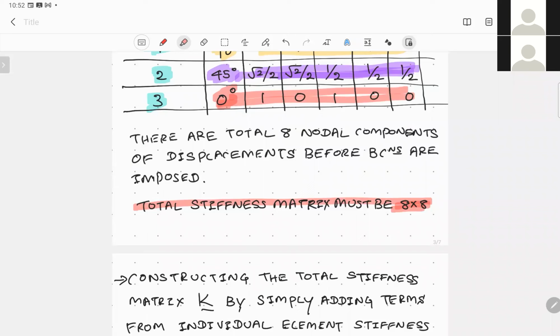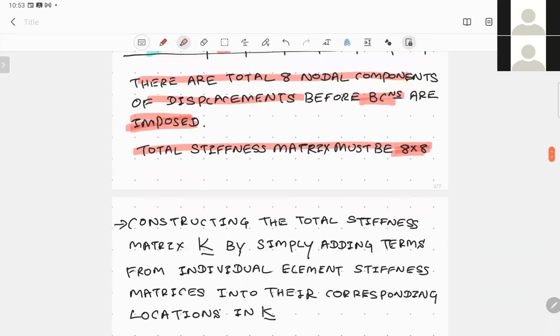So in order to apply the boundary conditions, as well as the known displacements and the known nodal forces of the structure, we need to construct an 8 by 8 matrix using the element stiffness matrices, which we just derived, which we will be writing now.